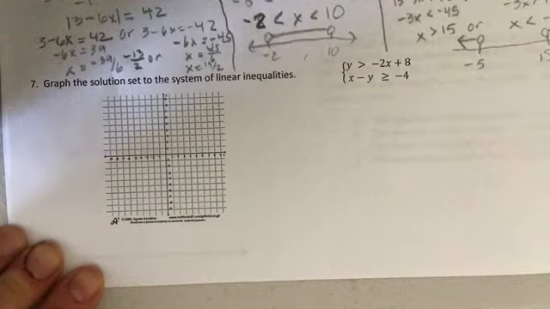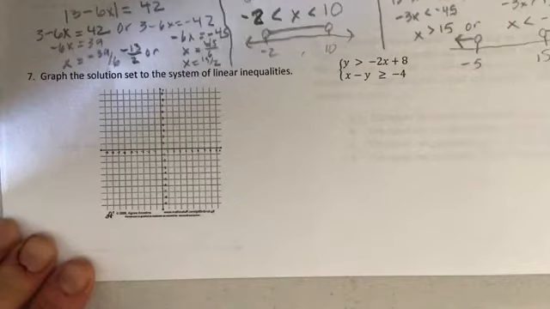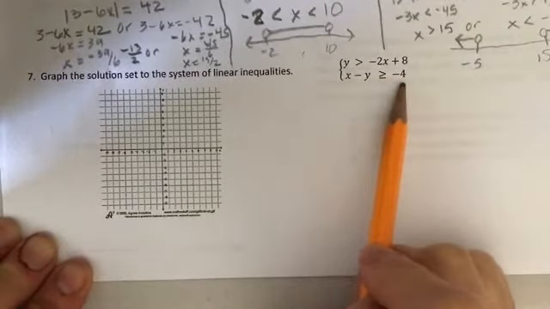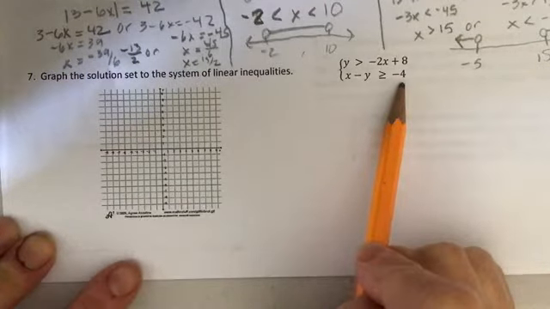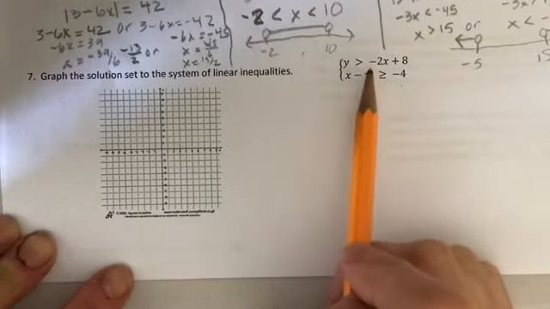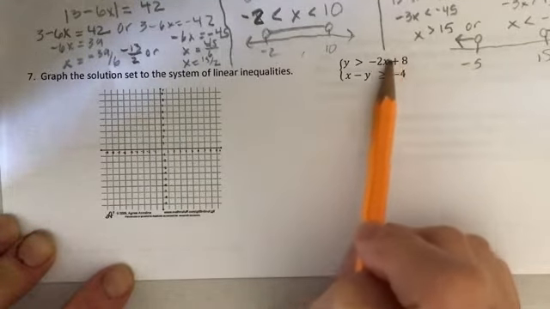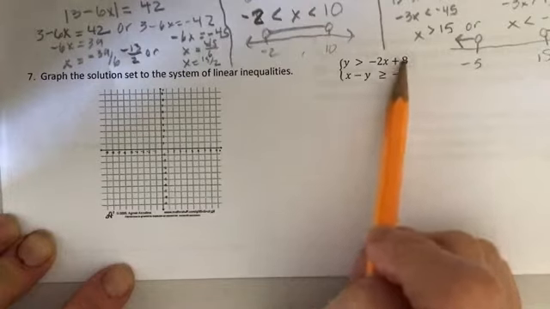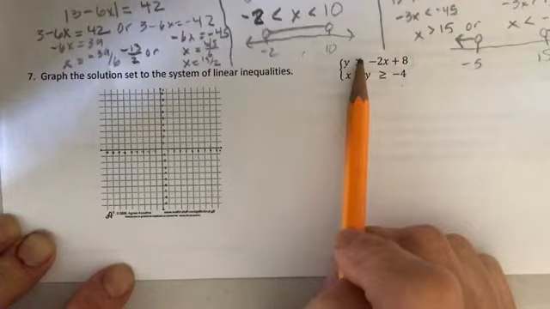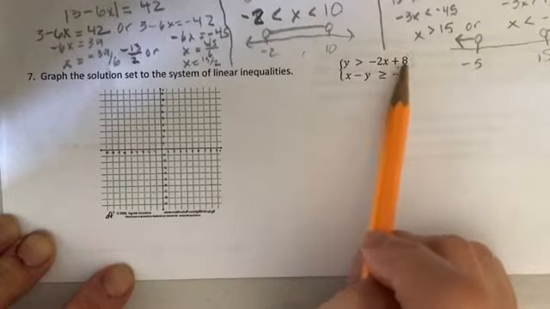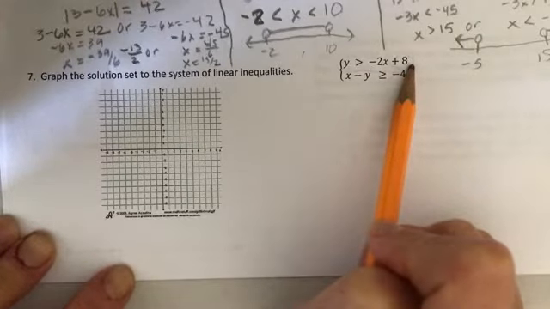Okay, finally for this review packet, we're going to have to graph systems of linear inequalities. So we have two different linear inequalities that we're going to have to graph. We're going to treat each as if they were a line and graph those. So for the first one, we're going to graph y equals mx plus b first to get the line on there.